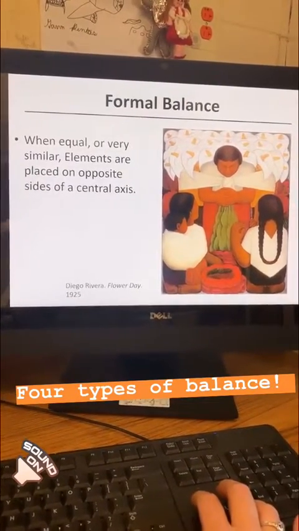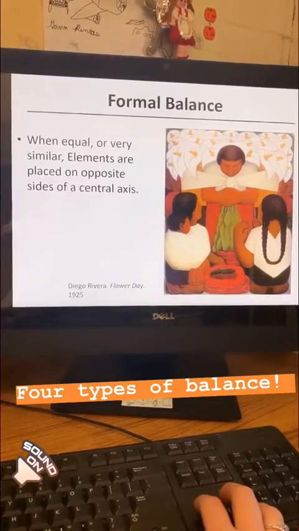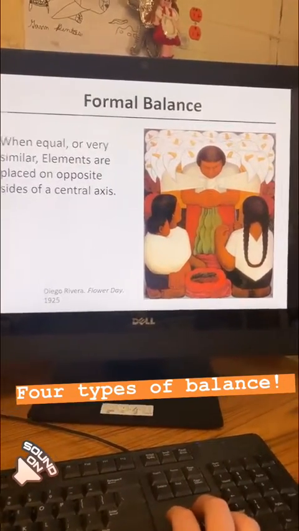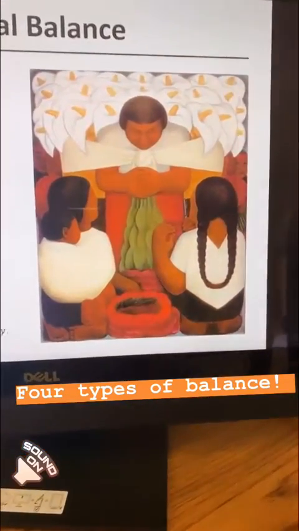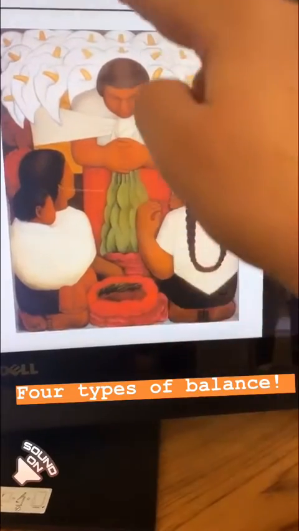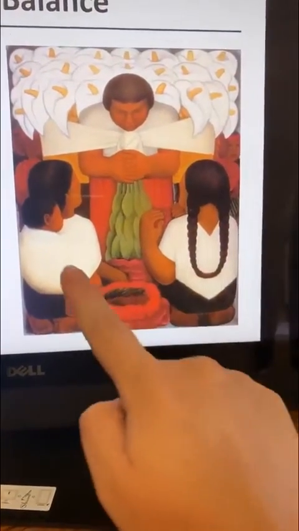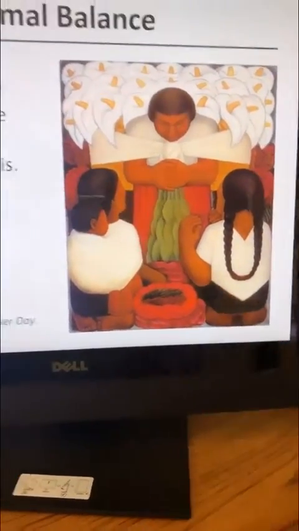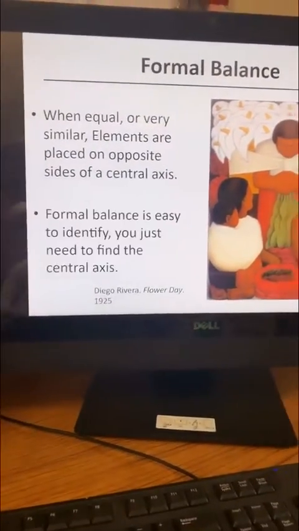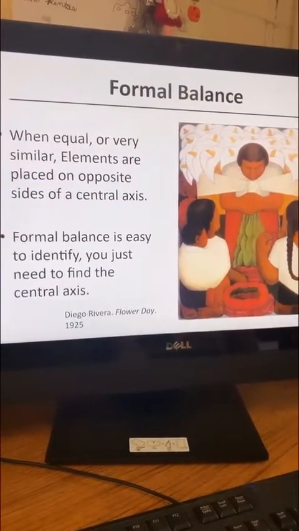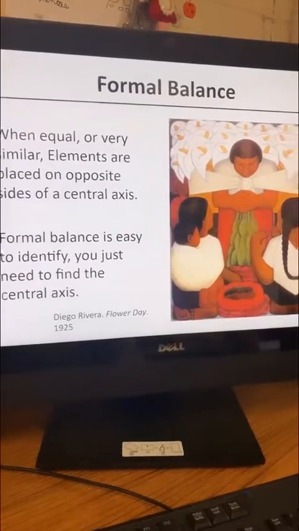Formal balance is when equal or very similar elements are placed on opposite sides of a central axis. So if we were to draw a vertical line through the center of this painting, it's very similar from left to right. Formal balance is easy to identify. You just need to find the central axis.